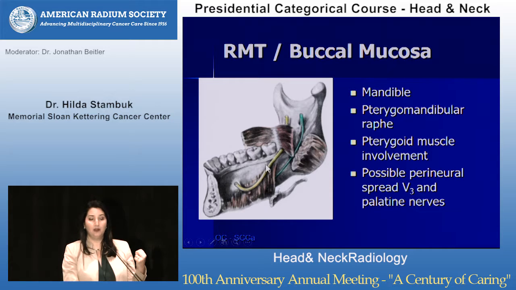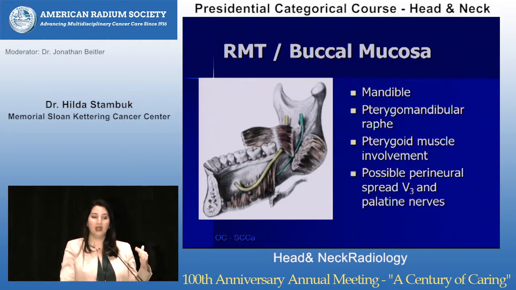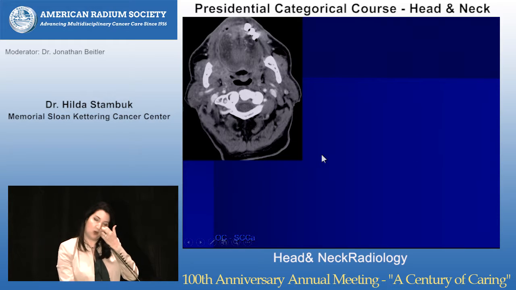The pterygomandibular raphe, which attaches to the medial aspect of the mandible, the mylohyoid, goes from mandible to the medial pterygoid plate. It crosses the retromolar trigone, the buccinator, and the superior constrictor muscles attached to it as well. But I'm going to show you a picture because it'll make more sense.